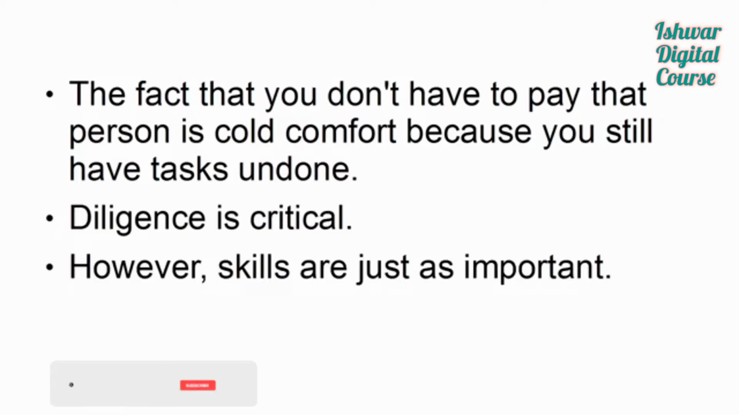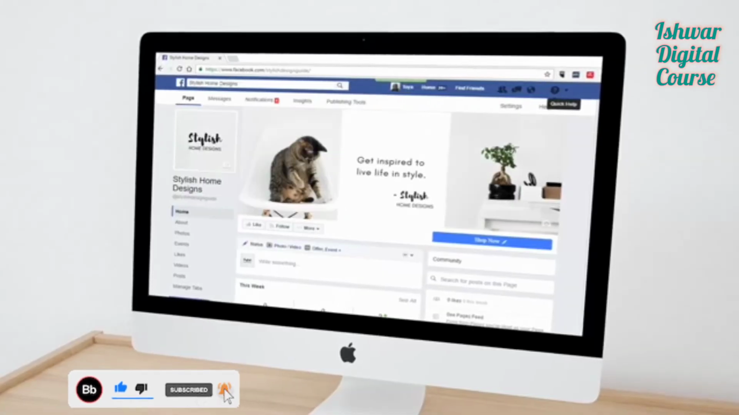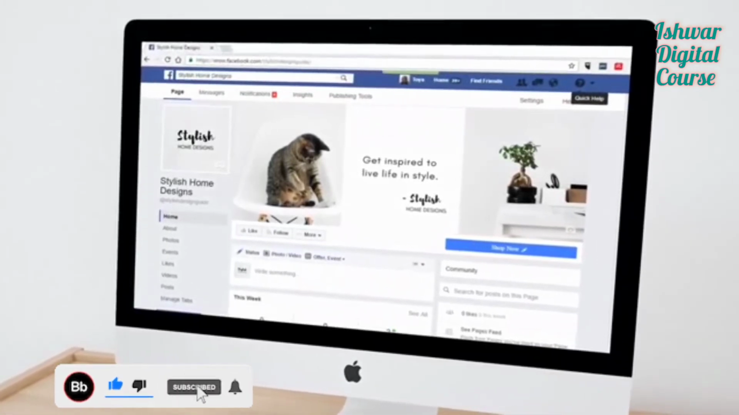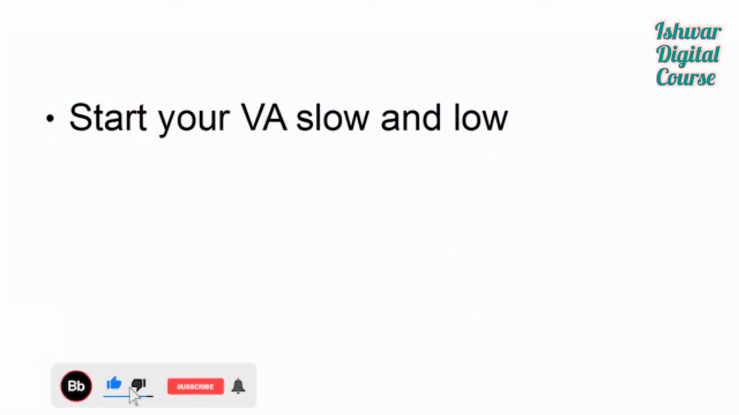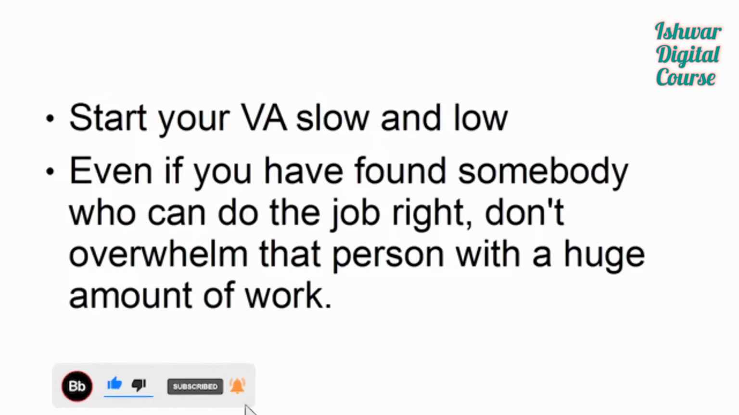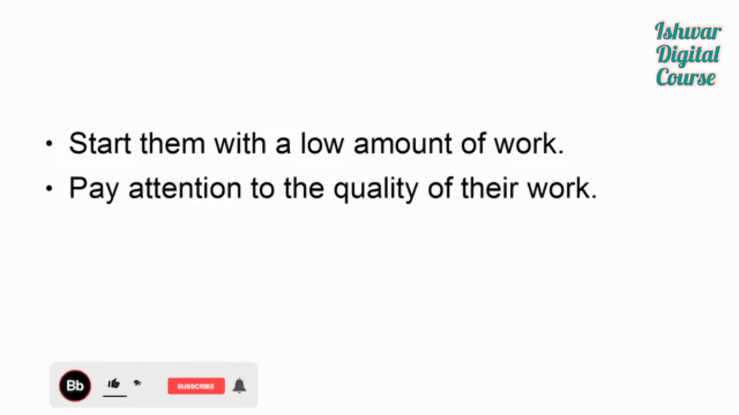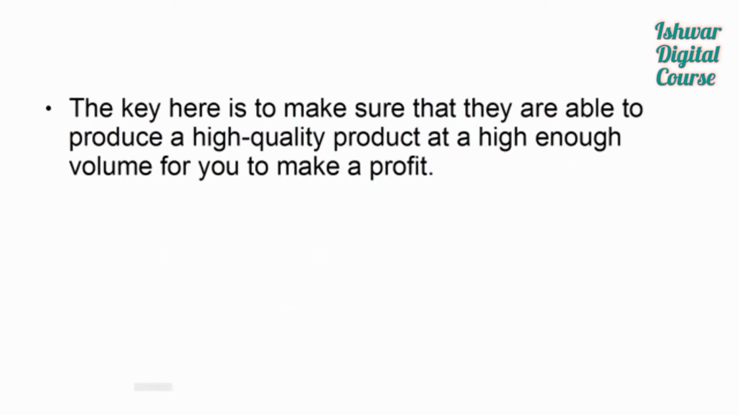Diligence is critical. However, skills are just as important. Make sure that they can do the job. Whether you're doing Facebook marketing, ad management, social media marketing, or content marketing, the VA you select must do a good job. Start your VA slow and low. Even if you have found somebody who can do the job right, don't overwhelm that person with a huge amount of work. Start them with a low amount of work. Pay attention to the quality of their work. Guide them each step of the way, then slowly increase the volume. The key here is to make sure that they are able to produce a high-quality product at a high enough volume for you to make a profit.